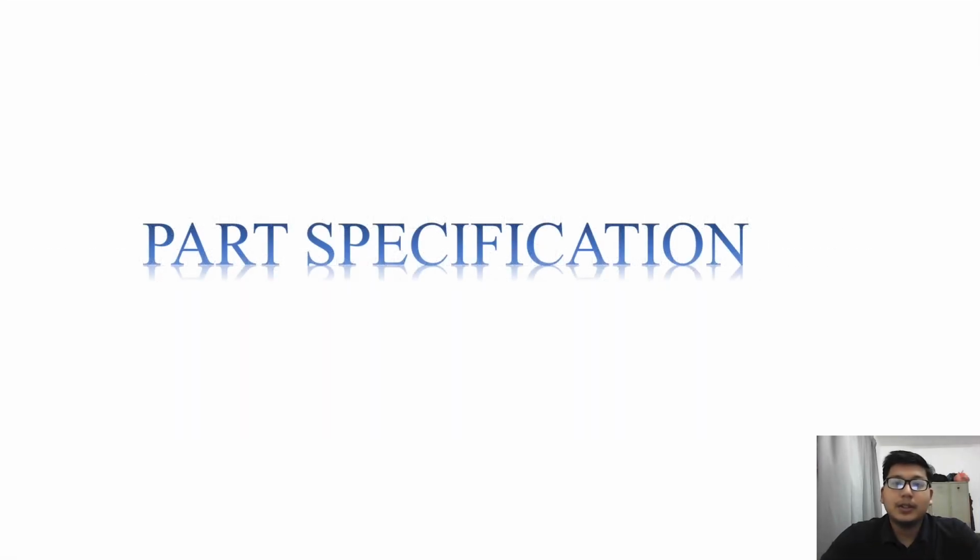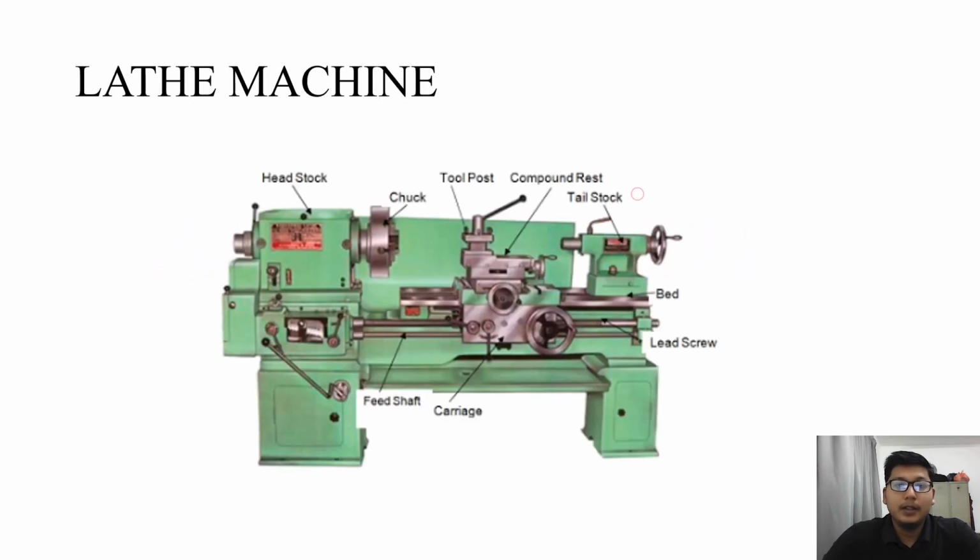Assalamualaikum warahmatullahi wabarakatuh. My name is Muhammad Iqbal bin Ismail. Now I would like to talk about the machine specification parts. First of all, this is a lathe machine. There is a headstock, a chuck, a tool post, compound rest, tailstock, bed, lead screw, carriage, and feed shaft. These are all the main parts in a lathe machine.